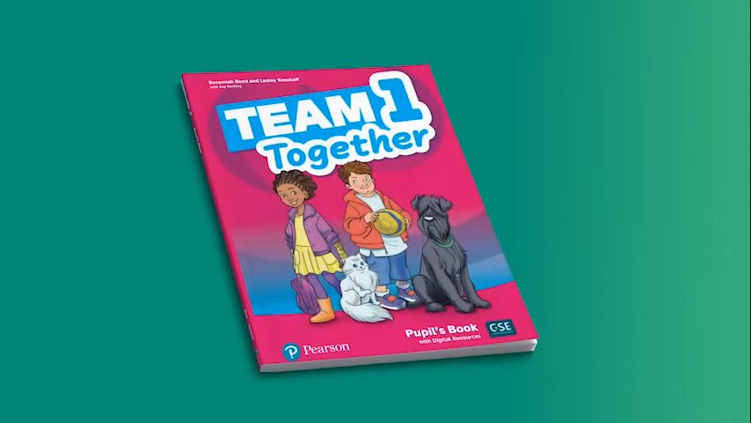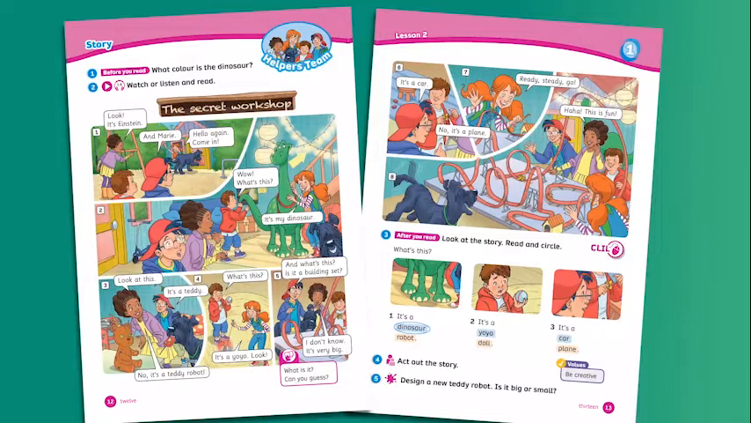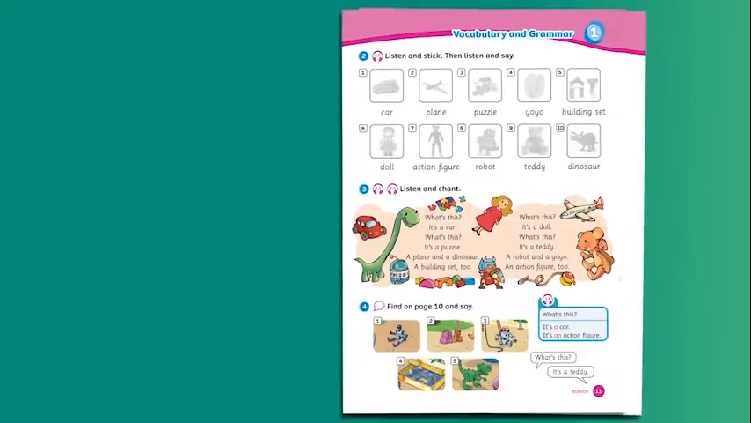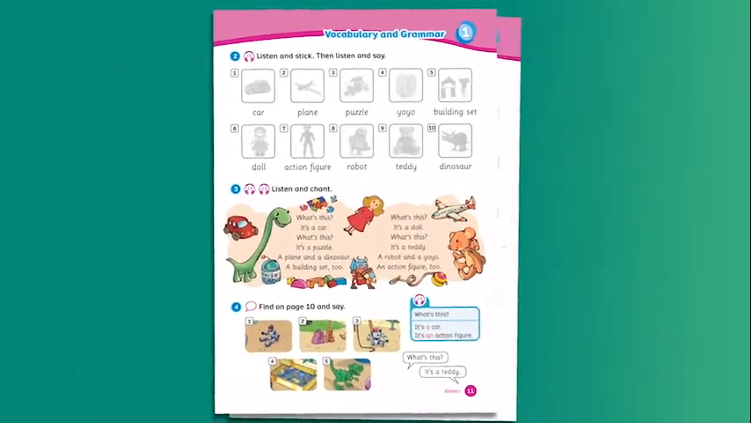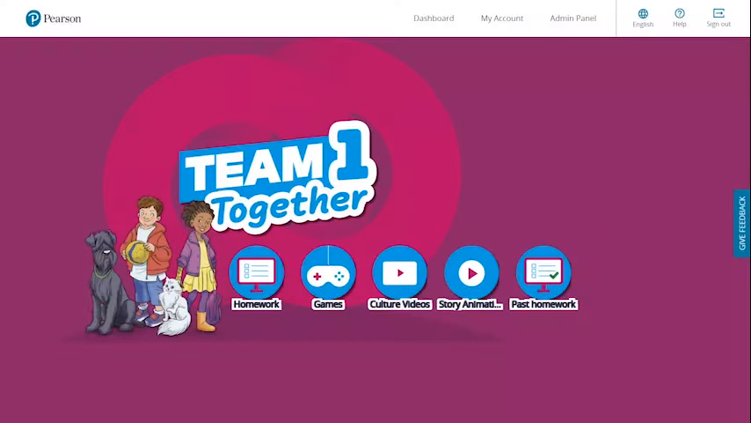The Pupils Book is designed to be used in class, though some parts can be set as homework. The Pupils Book teaches vocabulary, grammar, and skills through interesting topics and stories. Each Pupils Book comes with access to the student area of the Pearson English portal. This varies by level.